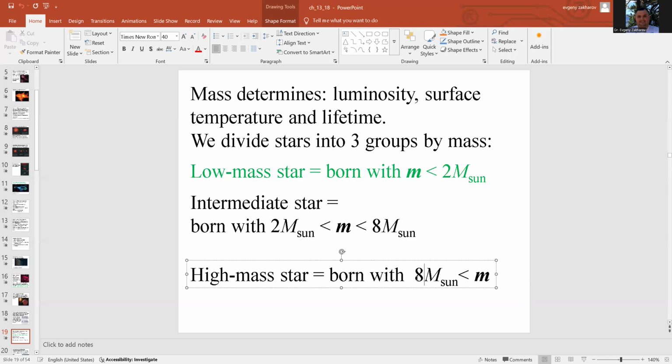Everything below eight masses will just end with carbon as the highest level of fusion, maybe a little oxygen, but that's pretty much it. And everything greater than eight masses of the sun has the potential to produce advanced nuclear burning and all the reactions up to iron.